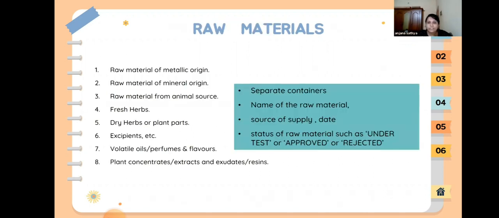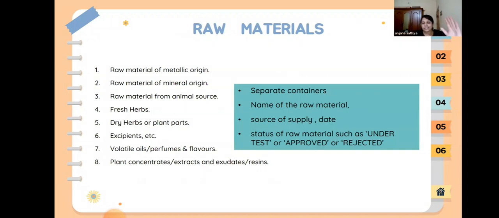Raw materials. We know that there are 8 kinds of raw materials used in the manufacture of Ayurveda drugs: raw materials of metallic origin, mineral origin, animal source, fresh herbs, dry herbs or plant parts, excipients, volatile oils, perfumes and flavors, plant concentrates, extracts, exudates, resins or preservatives. All these are considered raw materials.